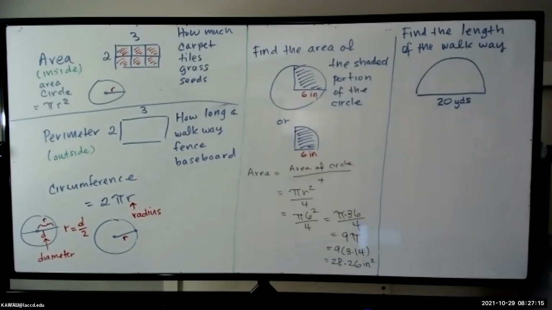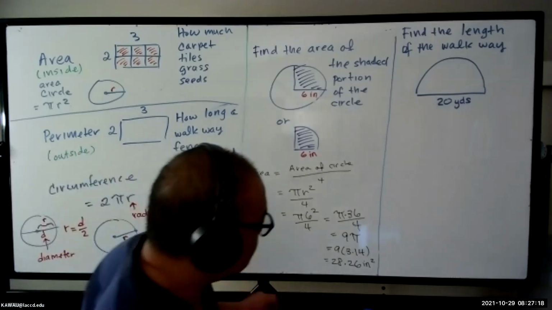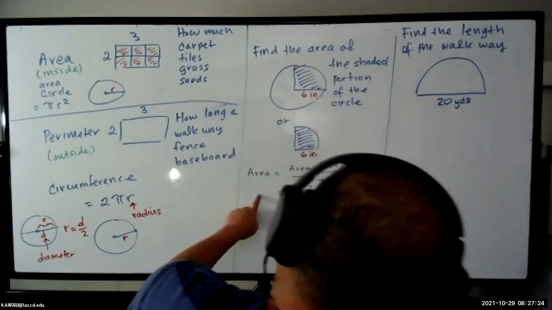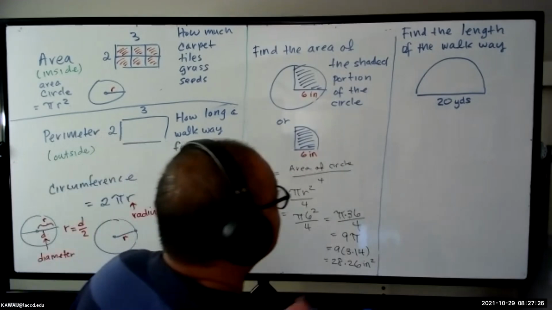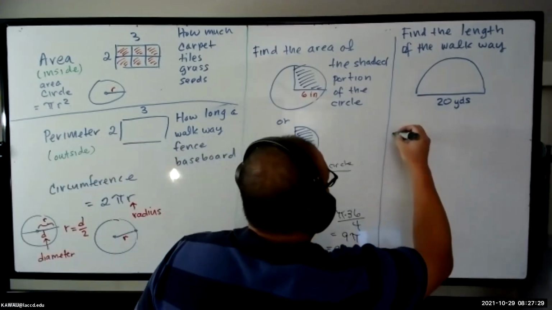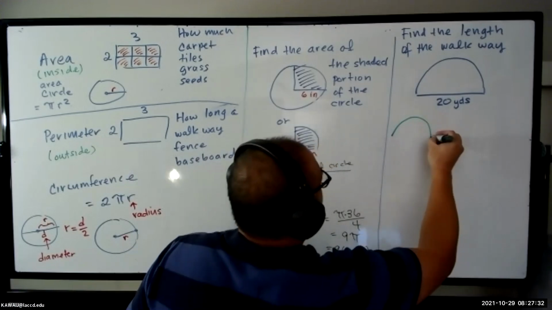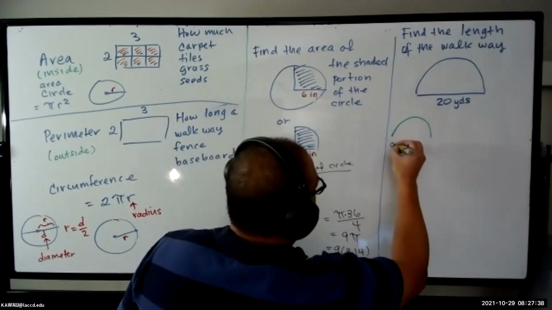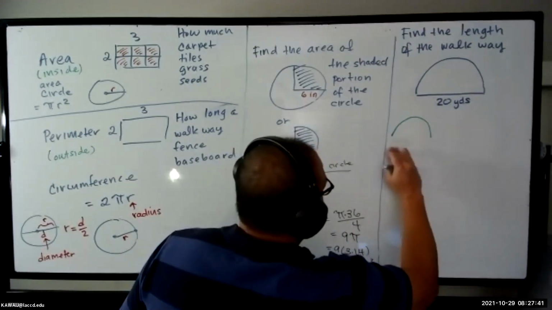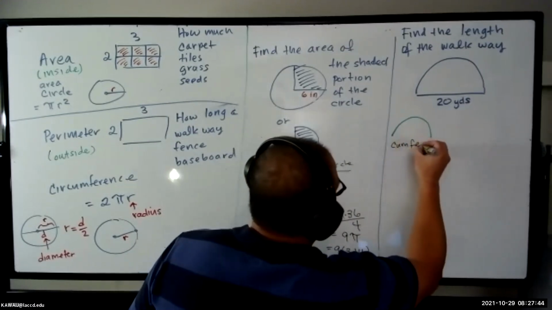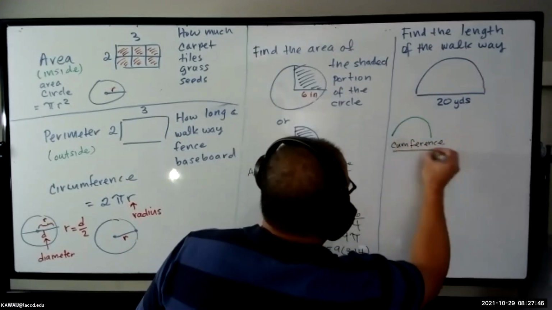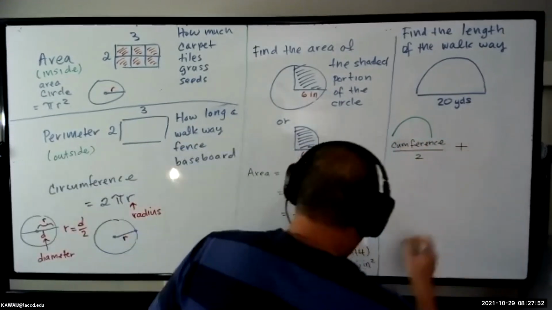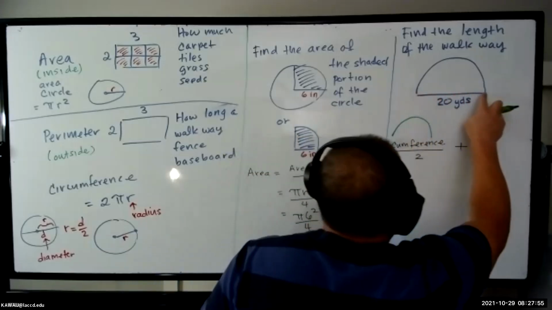Okay, now there's a few tricks here. A little more, there's a little more to consider than what we had over here. First of all, there's two pieces here, right? One is we have to find this length. And that length is the circumference divided by 2. Plus, we also have to add this part right here, that line.